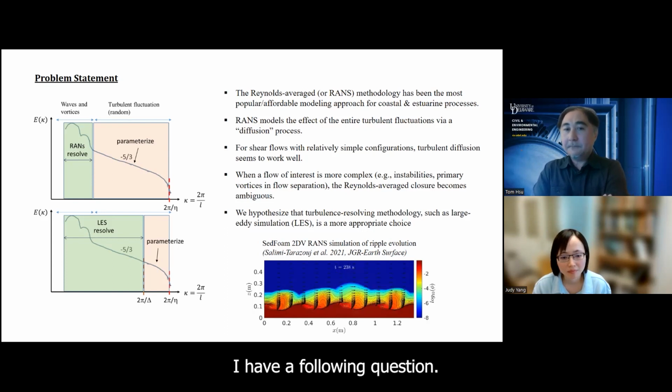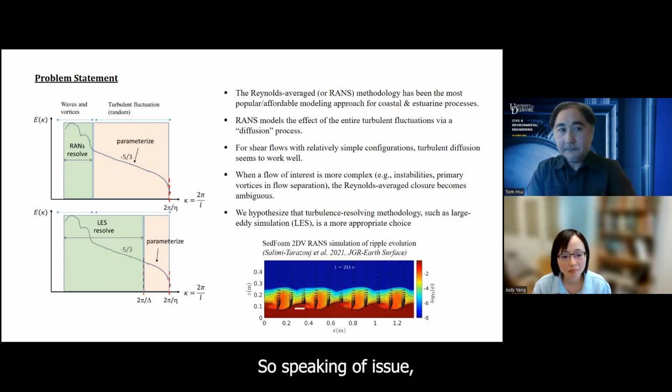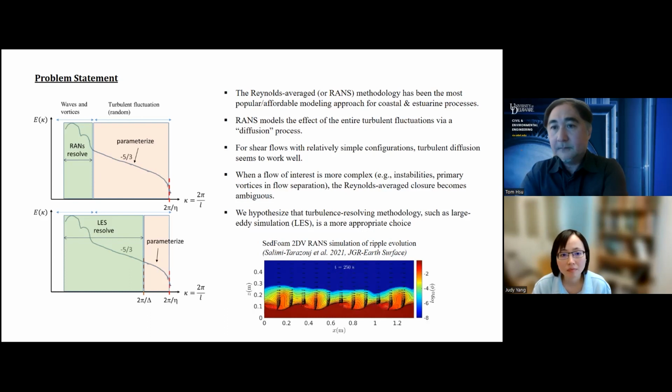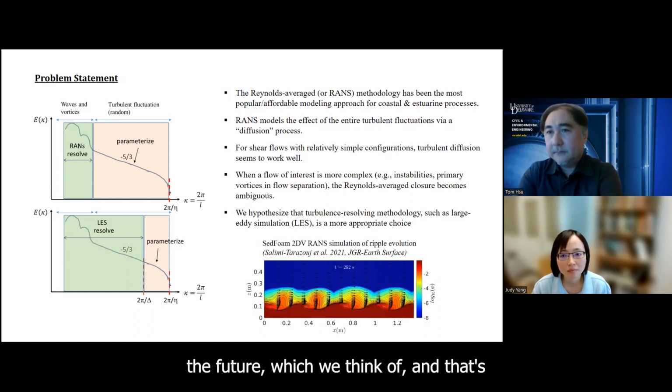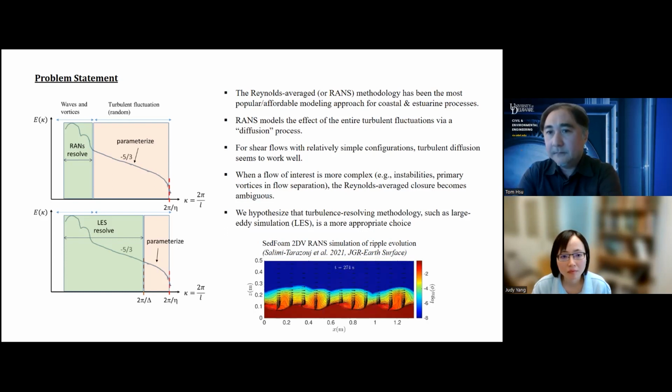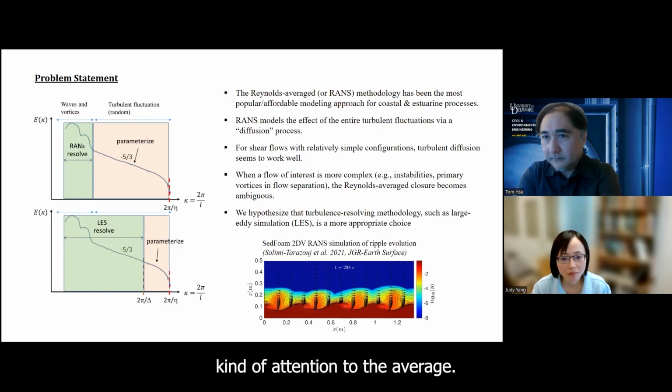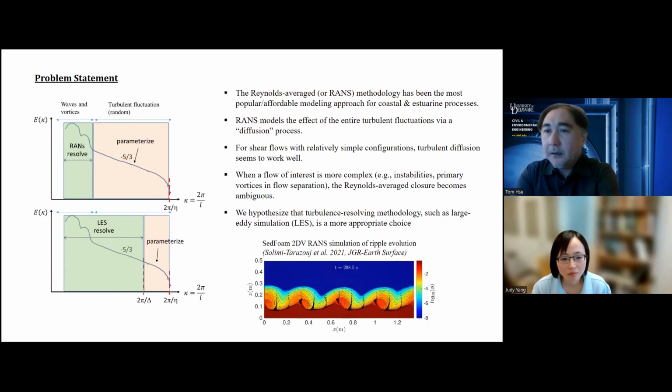Thank you. I have a following question. Speaking of diffusion, if we were using anomalous diffusion, which includes the memory that enlarges the time scale of the flow, do you think that will be better, if we're using another kind of diffusion to do the average?